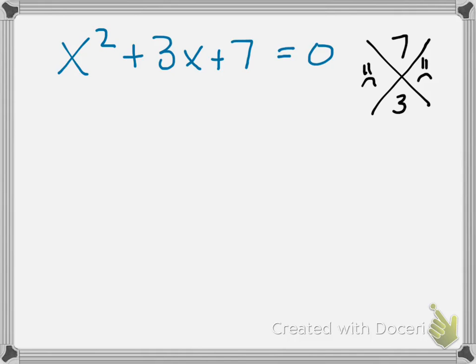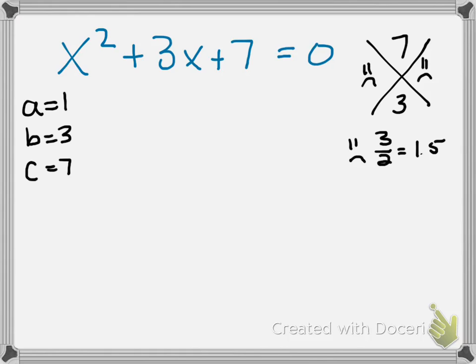Let's try completing the square. So half of b is 3 over 2, which is 1.5. So maybe completing the square isn't the best. You could complete the square if you wanted to, but working with fractions and decimals, it doesn't really work that well. So something that will always work for trinomials is the quadratic formula.